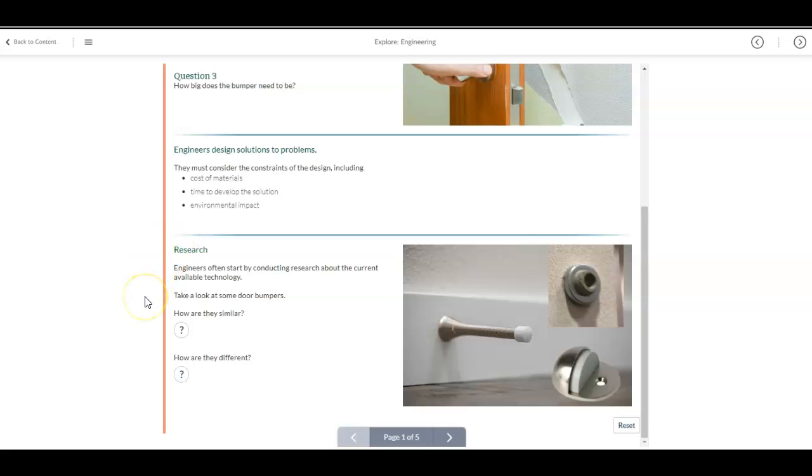Research. So engineers often start by conducting research about the current available technology. Take a look at some door bumpers. So here are some possible solutions. How are they similar? They all look like they're made out of elastic materials. So you can see there is some type of rubber cushion. And how are they different? So we can see that one's mounted on the ground, one's mounted high on the wall, and one is mounted low on the wall.